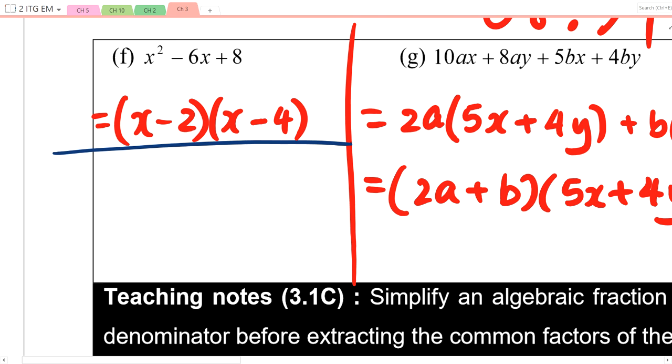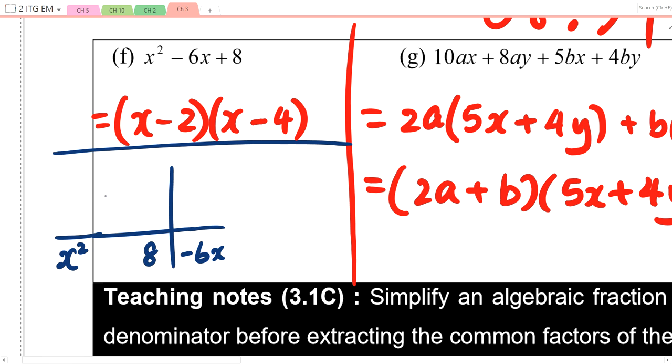Now, I will choose to use the cross method. So on this side I have x squared. Then I have 8, and I've got negative 6x. So I need to fill in the blanks with a cross over here. On the left hand side, it must be x and x. That's the only way for me to get x squared.